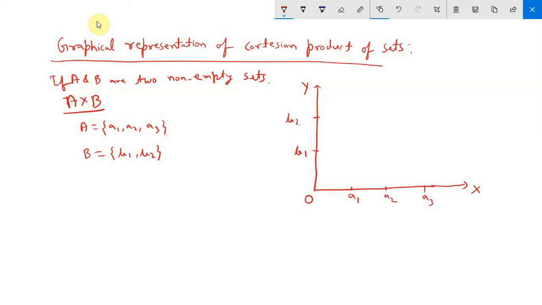So in order to represent the ordered pairs, what we will do, we will make dotted lines for each element like this for set B and this is b2. Okay. Next, for all the elements of set A, we will also make dotted lines perpendicular to horizontal line. Okay, like this, it should be straight only.